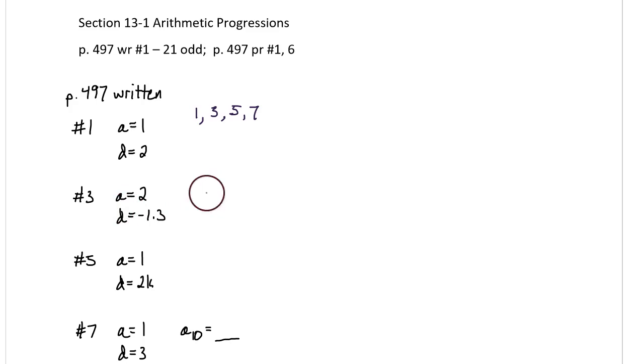The next one can be done the same way. So the first term is 2, then apply the difference, negative 1.3. So 2 minus 1.3 is 0.7. And then 0.7 minus 1.3 is negative 0.6. And then negative 0.6 minus 1.3 is negative 1.9. So there are the first 4 numbers in the sequence.